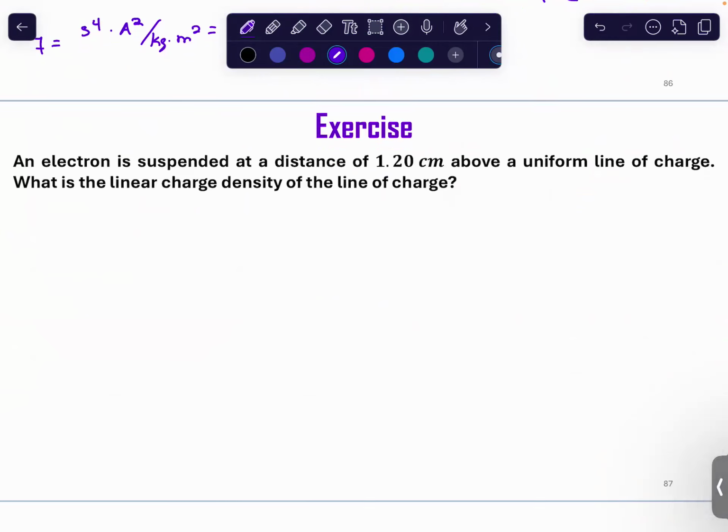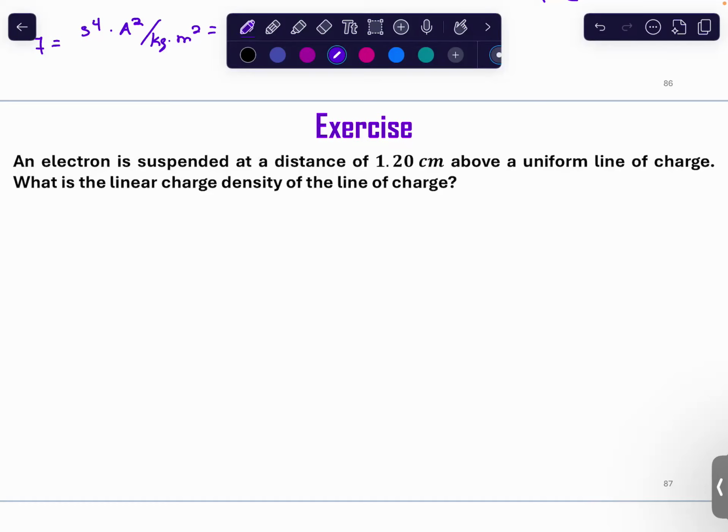An electron. This is always a cool problem because you realize that electric and magnetic forces can actually cause levitation. An electron is suspended at a distance 1.2 centimeters above a uniform line of charge. What is the linear charge density of the line of charge? Now, this is fun. We have three different charge densities. We have volume charge density, surface charge density, linear charge density.